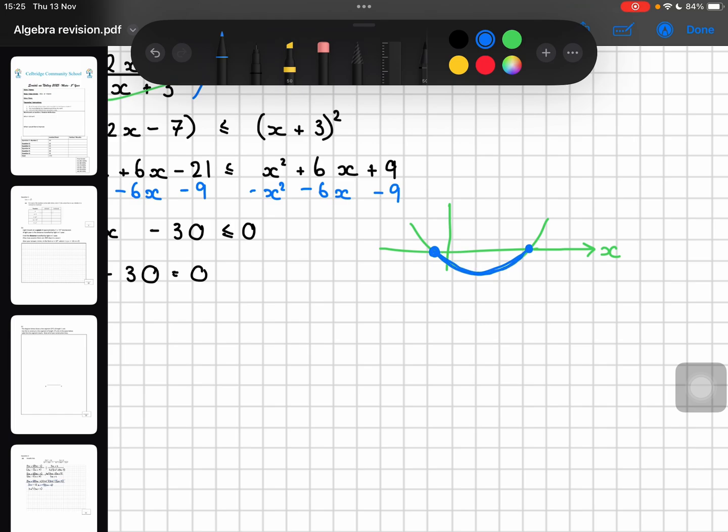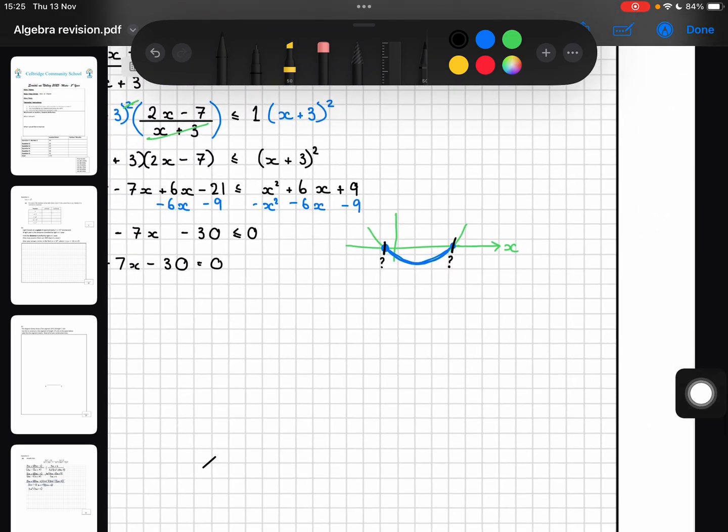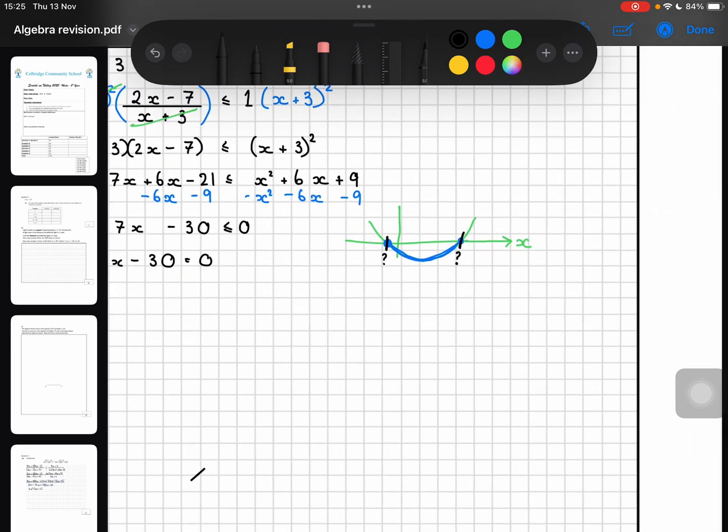So how could I figure out what that is? Well, if I figure out what is my x value there, what is my root, and what is my other root. If I find my two roots, then I know that everything between those two roots is where it is less than the x-axis. Now, that wasn't always the case. Remember, if I had a negative quadratic, then it would look like a sad face.